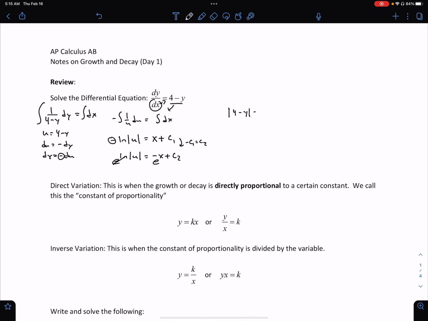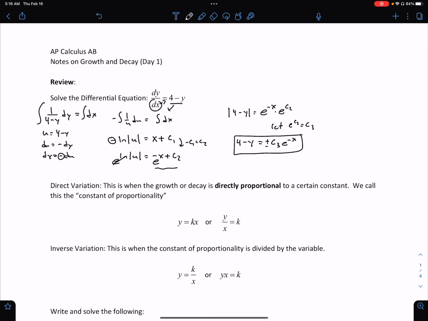4 minus y equals, and now we have that little algebra rule we have to use here. We're adding the exponents, so we write this as the product of two exponential functions with the same base. So we get e to the negative x times e to the c2, and then we let e to the c2 equal some c3, some random constant again. What we're left with is 4 minus y equals, put the c3 first, and we put a plus or minus because we're taking that absolute value, e to the negative x. And there we have it. We're going to do this a lot today, so all right, let's take a look.